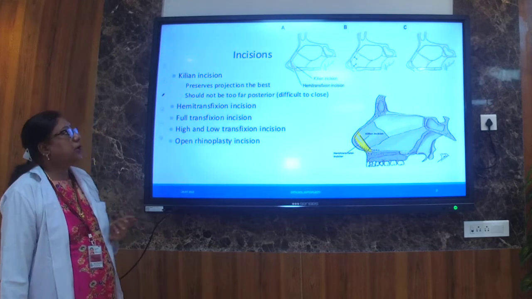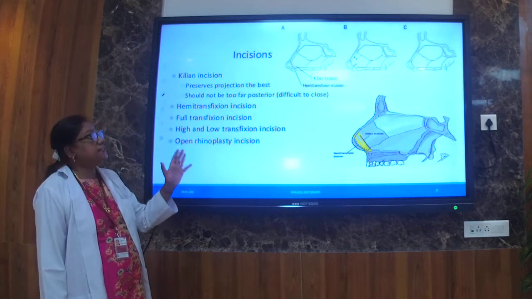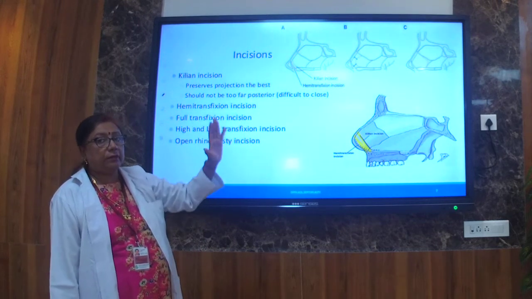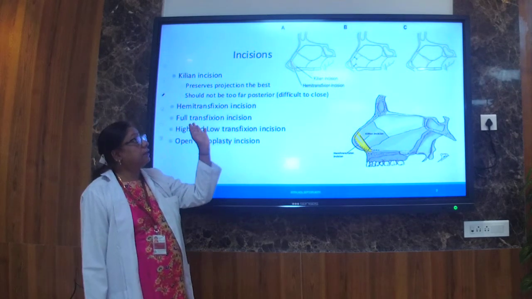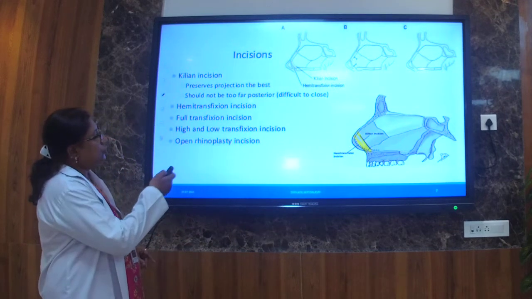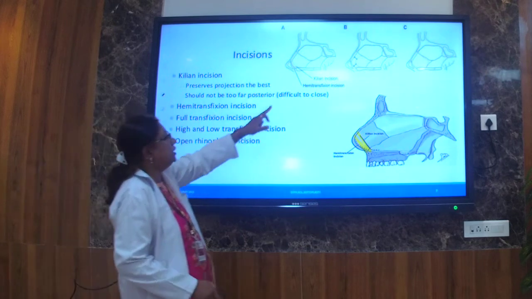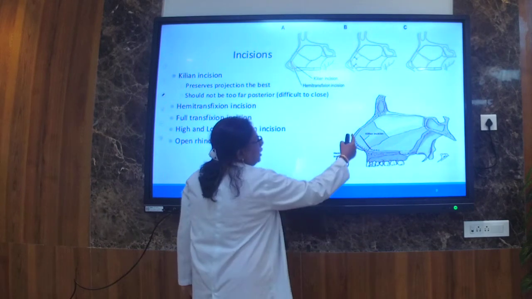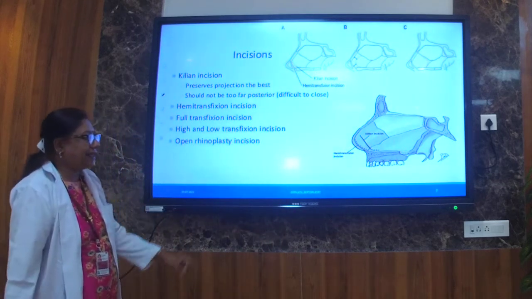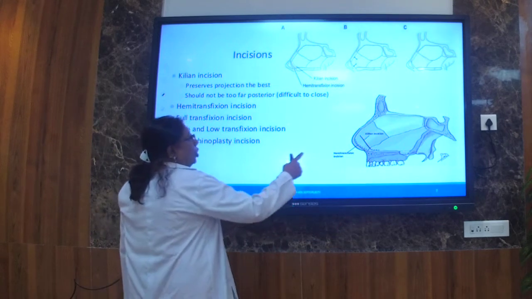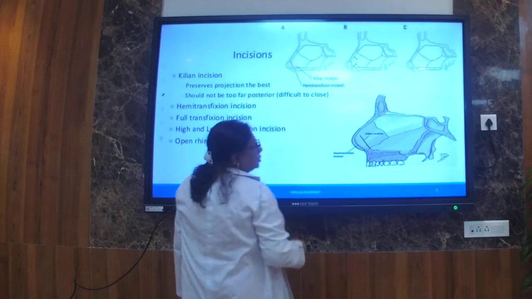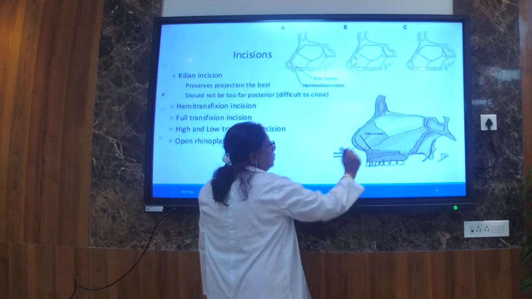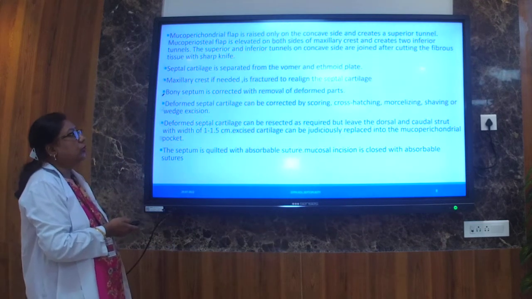Why I have come again, because this is a routine surgery what we do. So you should realize how we take the incision of Killian's and Freer's incision. So Freer's incision is taken at the caudal end 2 to 3 millimeter behind and near about 5 millimeter the Killian's incision is taken. So first thing you should know that, and when we are taking this incision, hemitransfixation and all this, see this is hemitransfixation. So we take the Freer's incision over here. Again I am showing, we take the Freer's incision over here. So we can continue that as a hemitransfixation or a high or low transfixation we can do it. So this is very important. But in Killian's, nothing can be done because we are taking behind on the septum, so it is not possible. So this difference I wanted to show you when we were discussing.